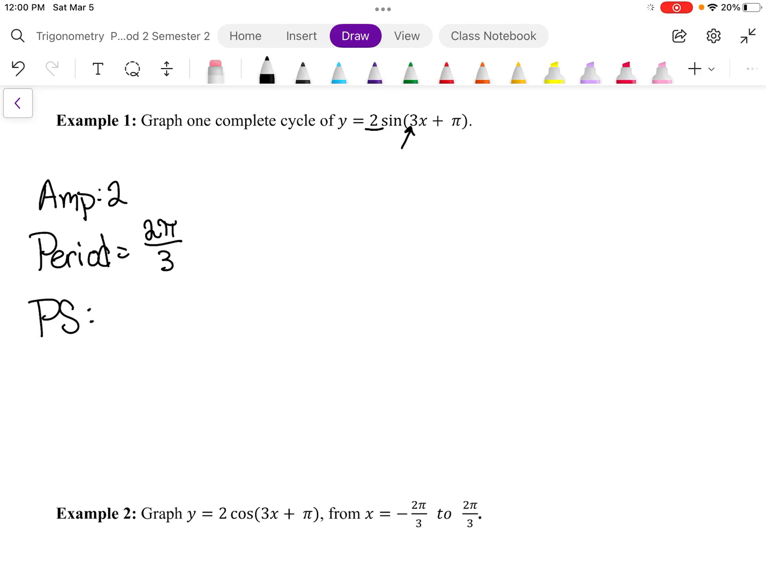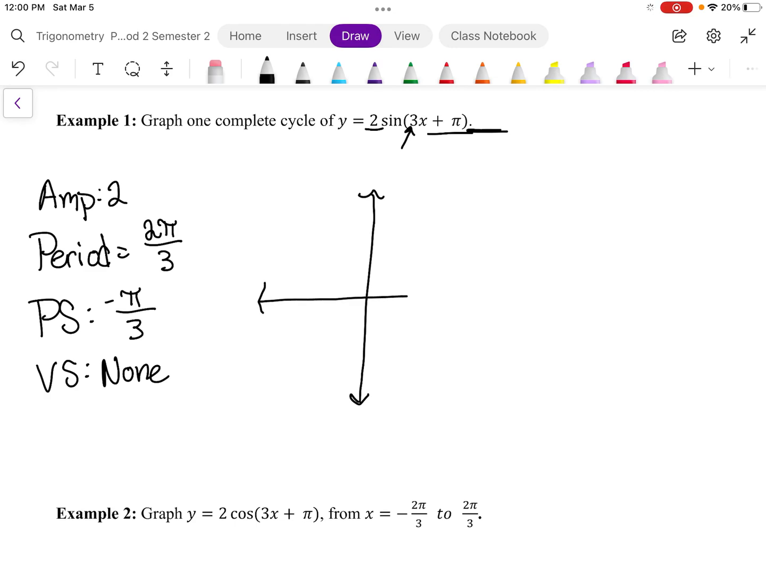And now we're also going to be talking about our phase shift, which is negative c, which would be negative pi over our b value of 3. And if we had a vertical shift, that's when we're adding or subtracting something on the outside, and this time we don't have any. So these 4 things you're going to want to be able to calculate just by looking at the equation of a graph. Now we can start by drawing our axes, now that we have all of that information.